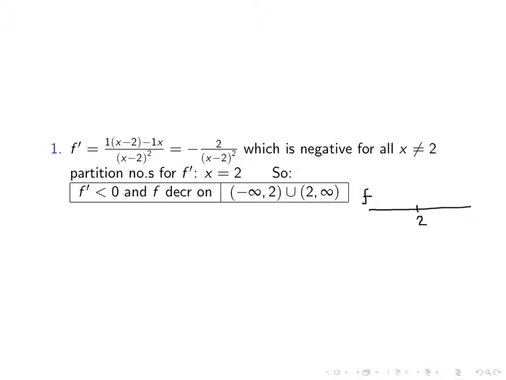So here's the sign chart for f prime. Well, you look at f prime and it's negative except for where it's undefined at x equals 2, and it's negative also to the right there. So f prime is negative, and therefore decreasing on the two intervals from minus infinity to 2 and from 2 to infinity. So the function f is decreasing on its entire domain. Therefore, there are no extrema.